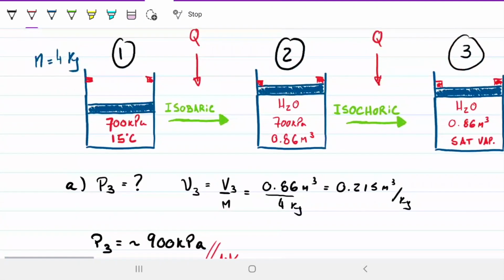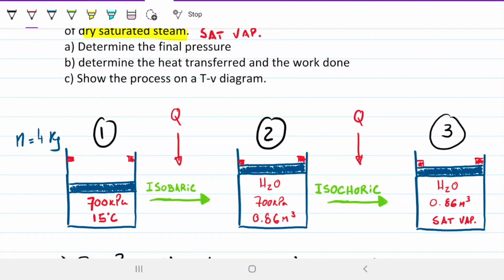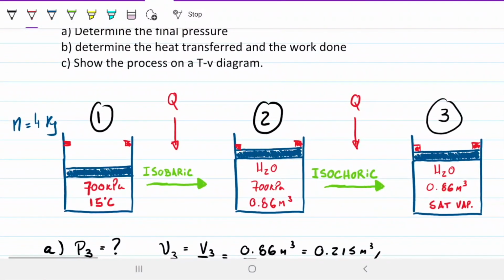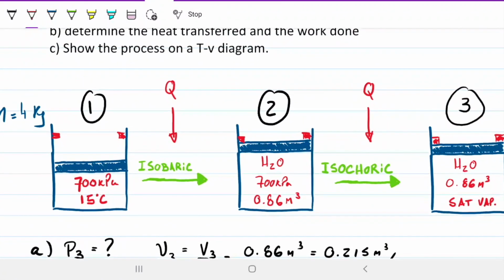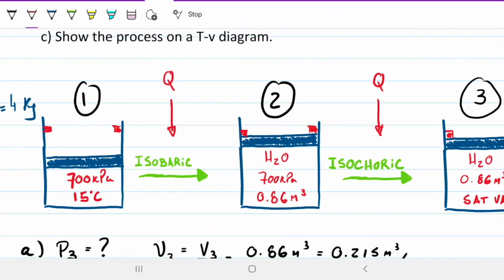Now part 2, B, determine the heat transfer and the work done. So it's going to require a bit more math, right? The first thing we need to know is that if we have an isobaric process, then when it integrates PdV, our pressure is going to come out of the integral. So that's just going to be pressure, the 700 kilopascals, times the difference in specific volume. The specific volume on the second guy here, we already know. The first one we don't, but we can find out. So we can find the work by finding specific volume on state 1.